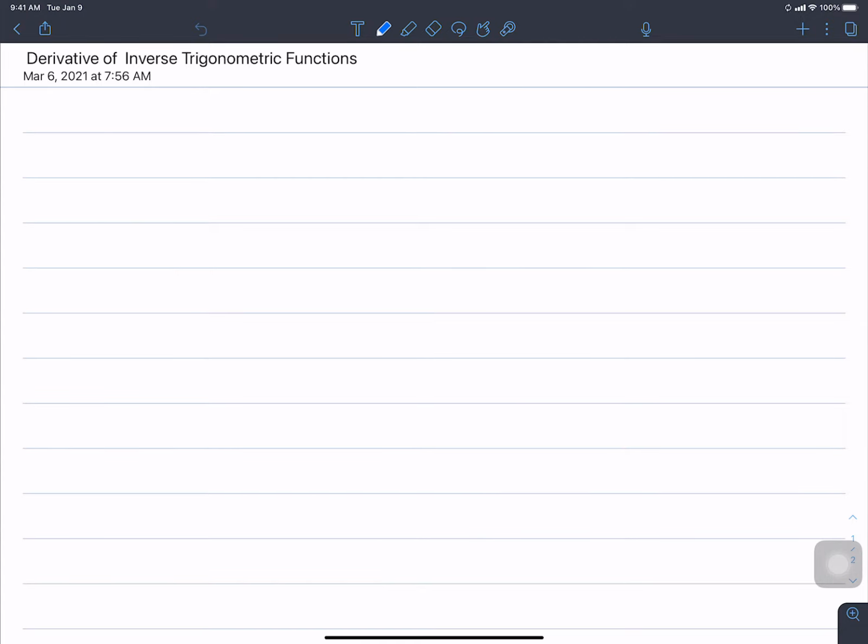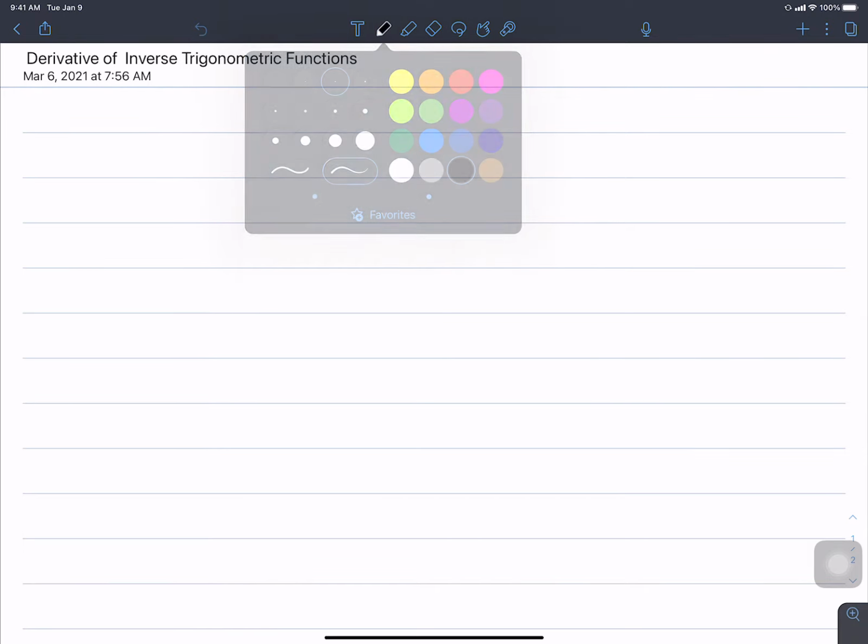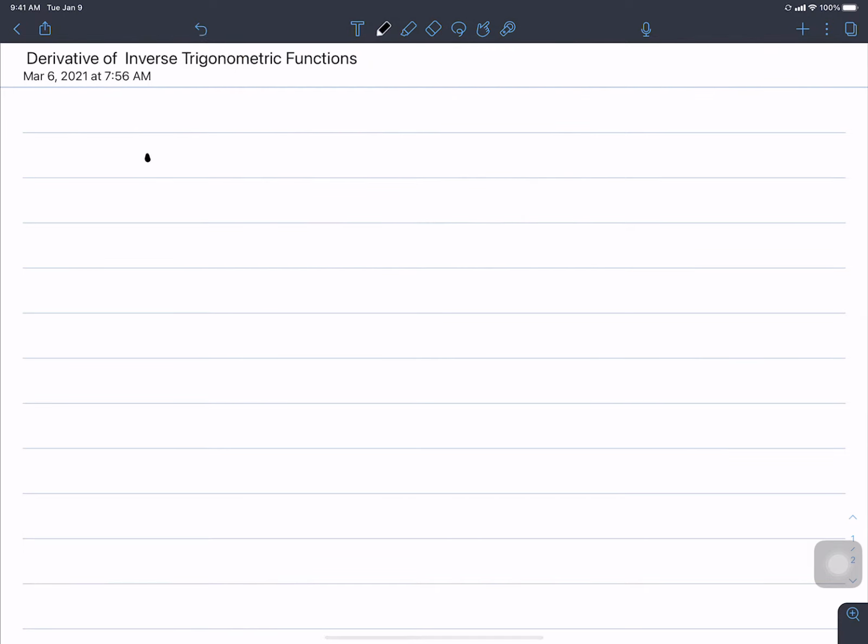Okay, ladies and gentlemen, we're going to look at a few examples of the derivative of inverse trig functions this morning. So I'm going to start with example 1 and illustrate how we actually use these formulas here.